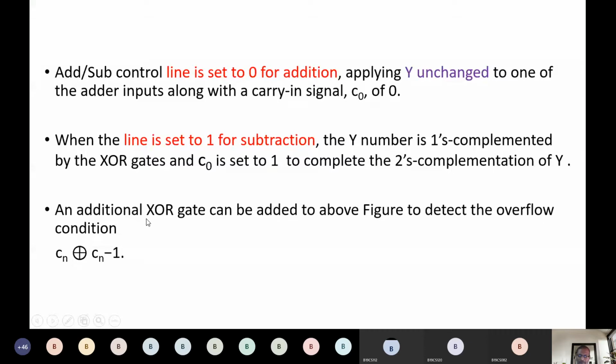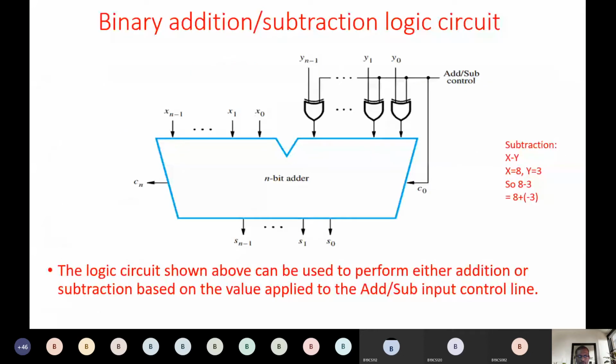Okay. And additionally, for this same diagram, we can add another XOR gate, which is not presently added here, but we can add this additional XOR gate to detect overflow by checking this condition. If Cn XOR Cn minus 1 is equal to 1, then overflow happened. Okay, this is an additional XOR gate we can add to the existing circuit diagram. Addition and subtraction based on this control signal: 0 for addition and 1 for subtraction.